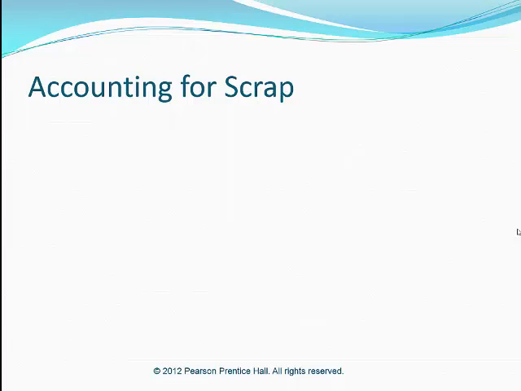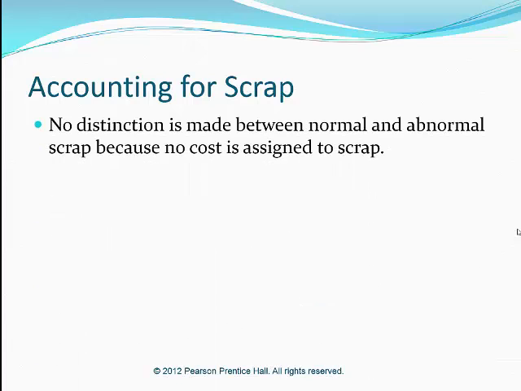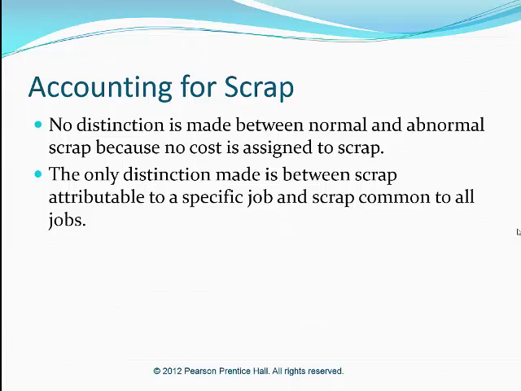Because we might generate some scrap and we may be able to sell the scrap, but it could take longer to sell the scrap than how fast we could sell the jobs or the items that we process and manufacture. So in regards to scrap, typically no distinction is made between normal and abnormal scrap because no cost is assigned to the scrap. The only distinction made is between scrap attributable to a specific job and scrap common to all jobs.